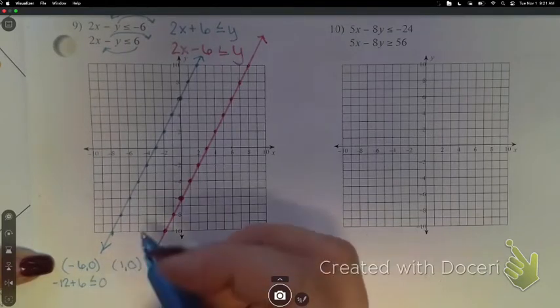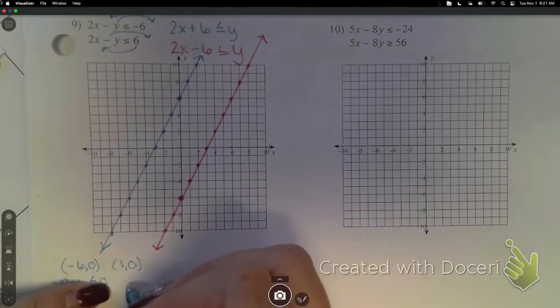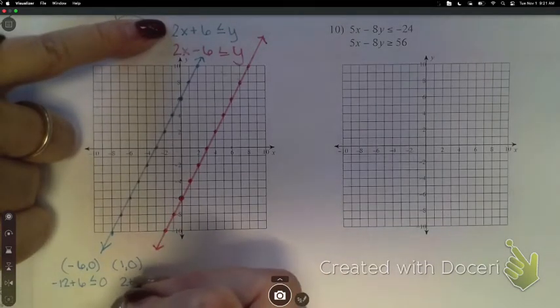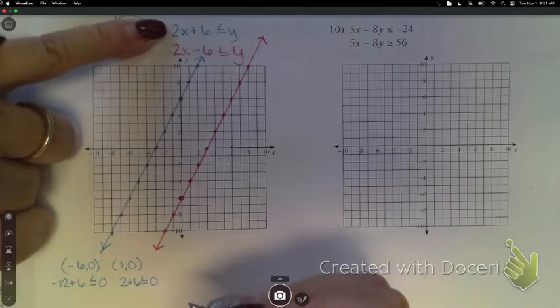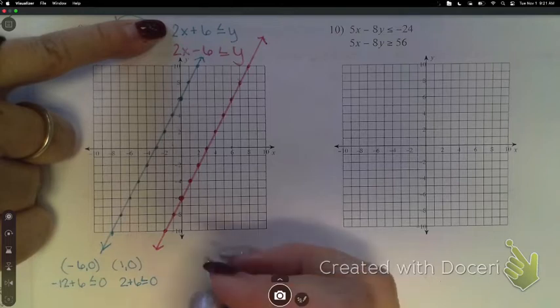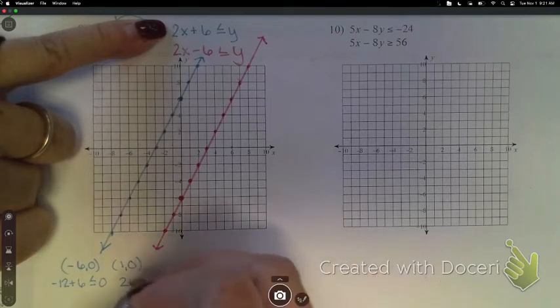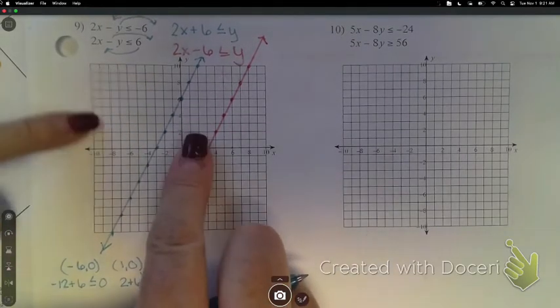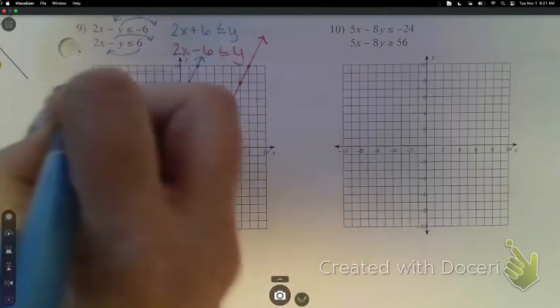Yes. But let's check and make sure with this one. So it'd be 2 plus 6 is less than or equal to 0. Is that true? Is 8 less than 0? No. So this one isn't true. So it's not over here. It's not to the right. It's to the left.